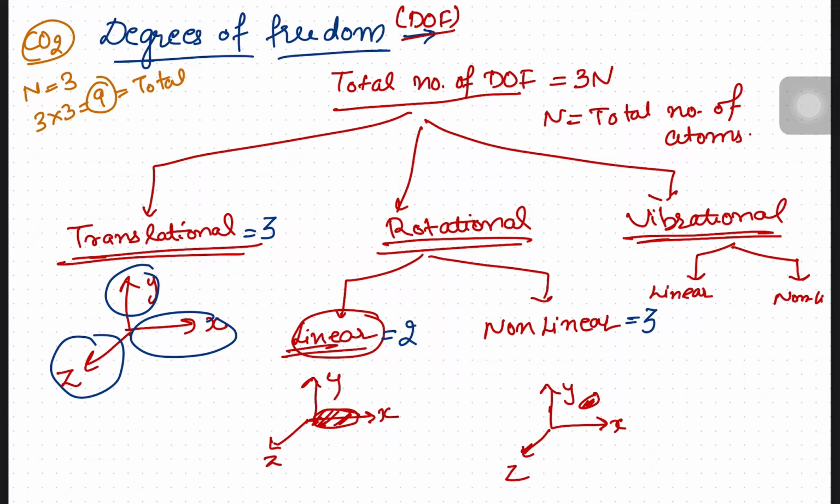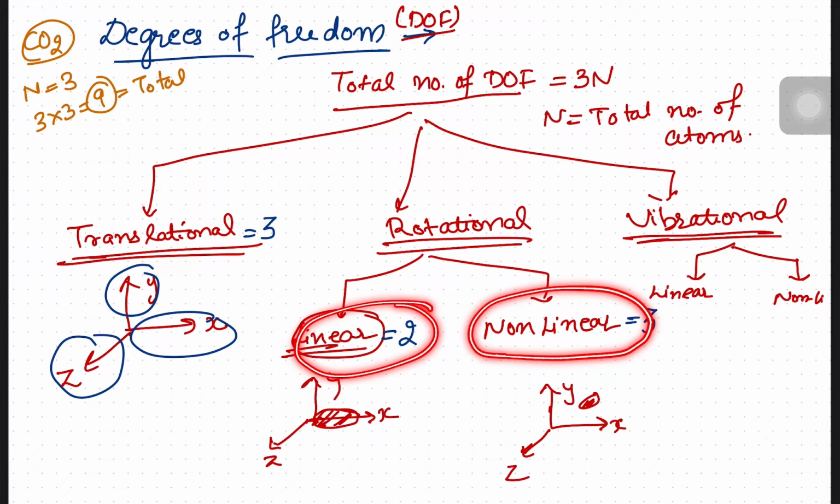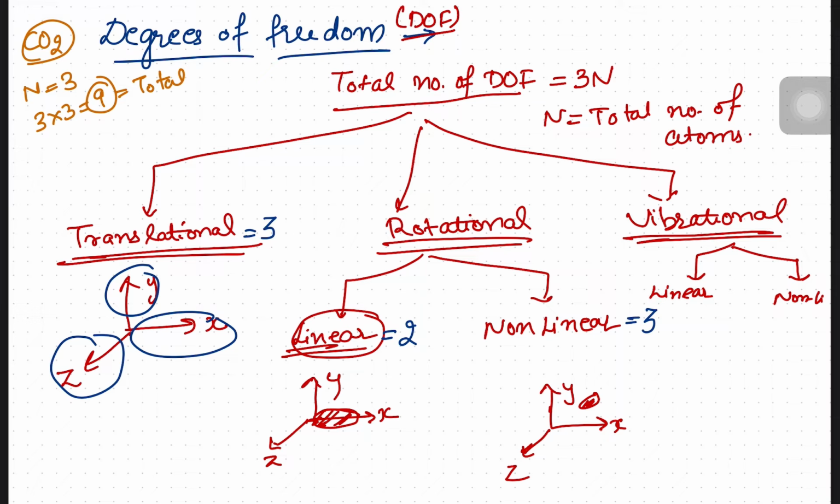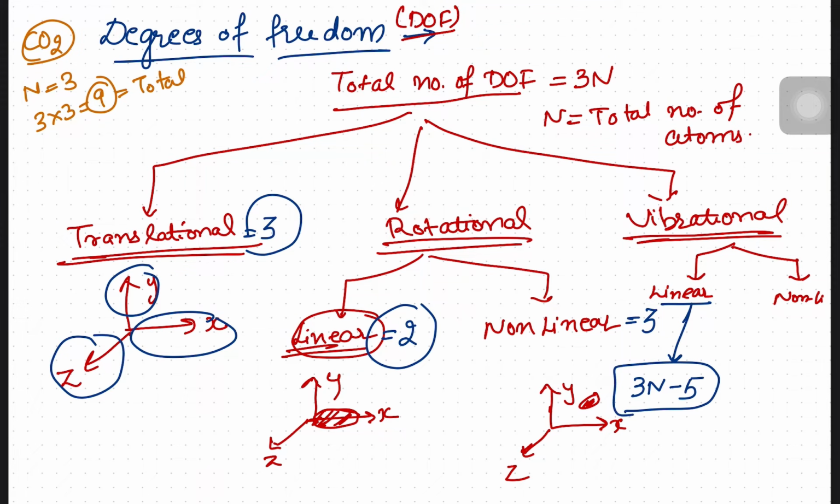Clear? Now we know that in total there are 3n degrees of freedom, out of which 3 are translation, 2 linear rotational, 3 non-linear rotational. So how much is left? We subtract from the total the translation and linear rotation, 3 plus 2, 5. So this will be the total vibrational degree of freedom for a linear molecule. For a non-linear molecule, in a similar sense, total minus translation 3 plus rotation 3, 6. So this is the non-linear vibrational degree of freedom. I hope that is clear.